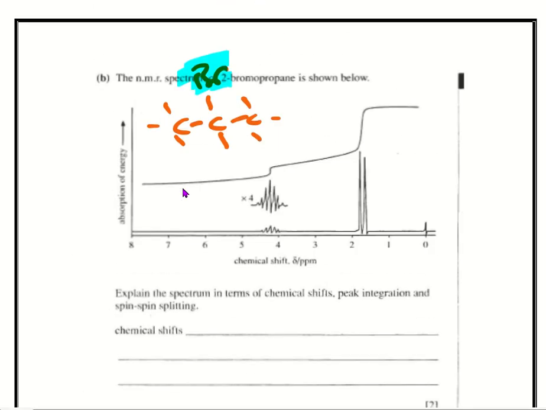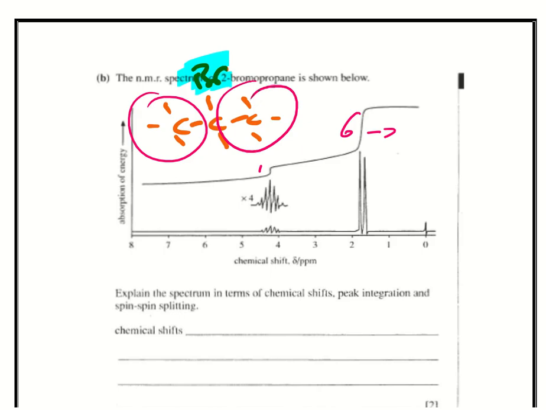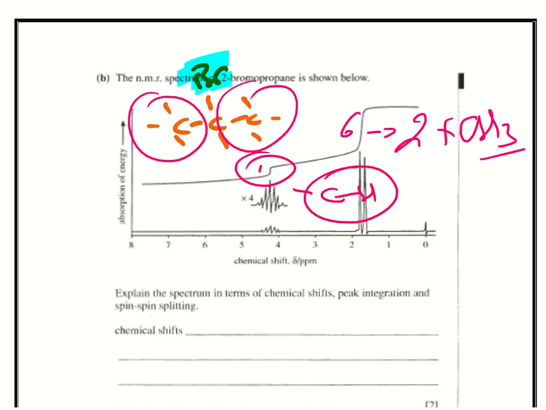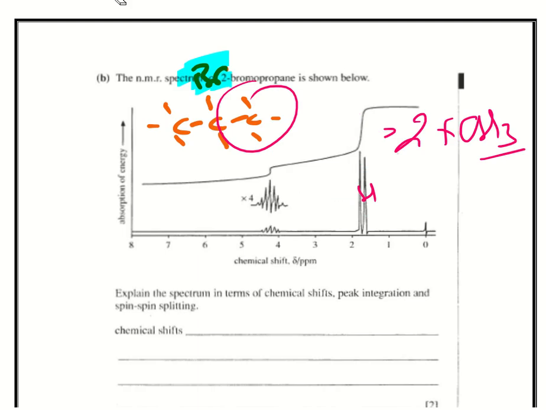Okay, peak integration then. If you look at peak integration, here it is in a ratio of 1 to 6, and that is because that represents the environment here and here, so that's 2 CH3 groups together. Okay, whereas this is simply a CH group on its own. Okay, and your spin splitting, let me just tidy this up from here.